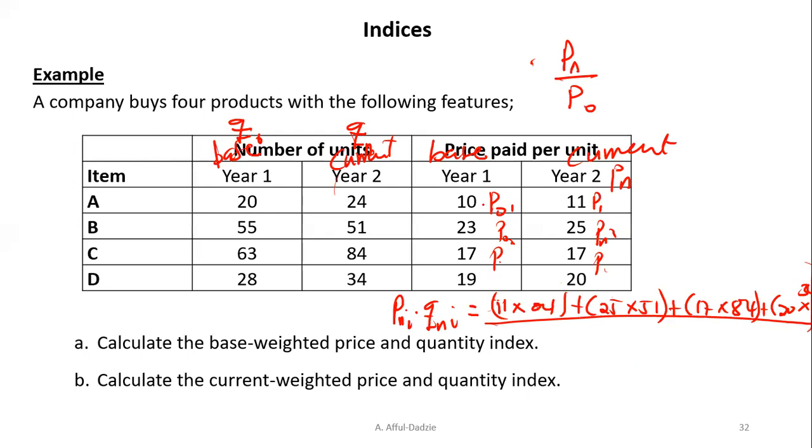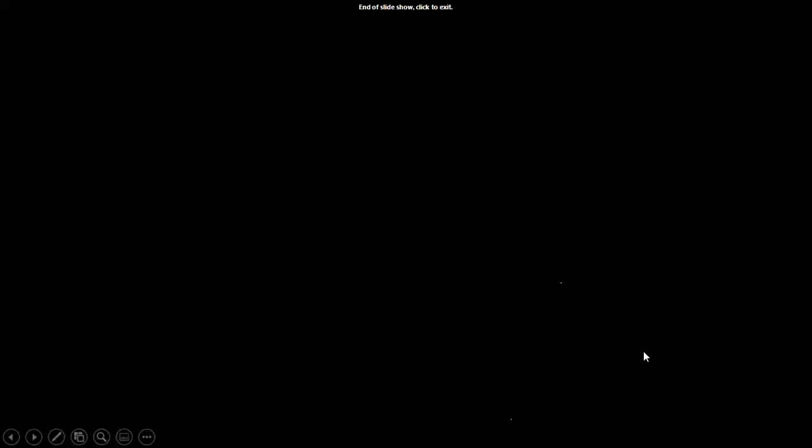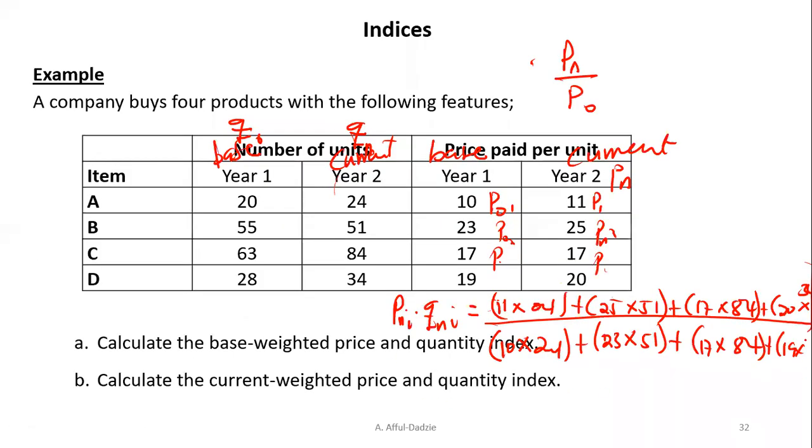All over. Now we move to the base, P0, so all the P0 against the same Qn. So you're going to have 10 times 24, plus the next one, 23 times 51. Next one is 17 times 84. And the last one is 19 times 34. Okay, so we do all this, then you multiply by 100. That would give you the Paasche price index.